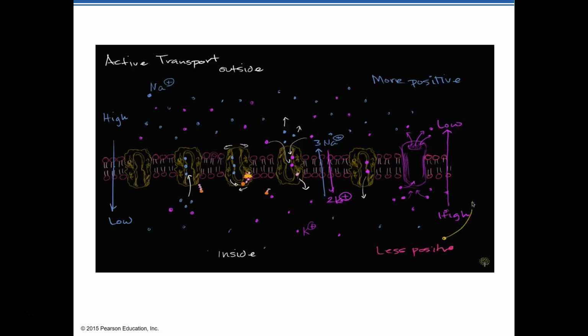If you measure this relative to this right over here, this difference is, depending on what estimates you look at, approximately negative 70 millivolts. I've seen estimates of negative 60, negative 80, negative 70 millivolts. And this is key for neurons, but it's key for all cells.